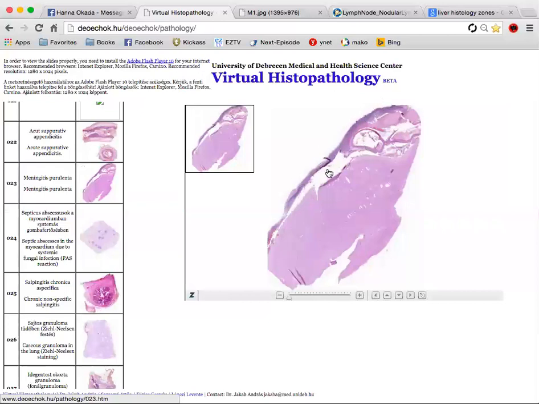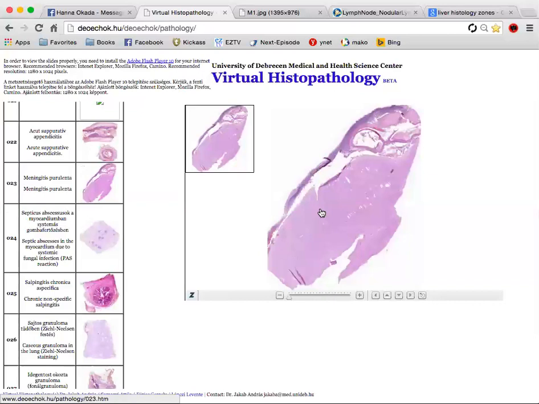And the pus itself is flowing in the subarachnoid space. So between the arachnoid membrane and the pia layer, you're going to have pus. And because it's pus that's free flowing in a cavity, it's called an empyema.